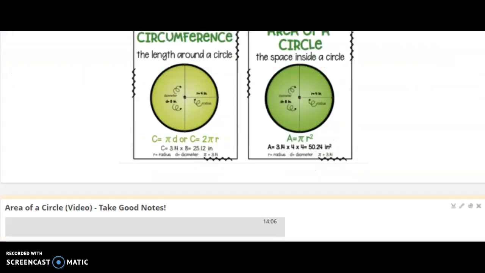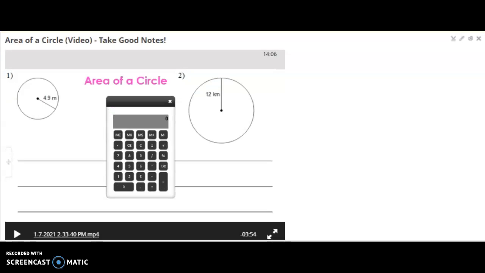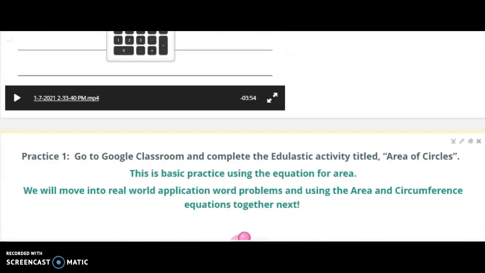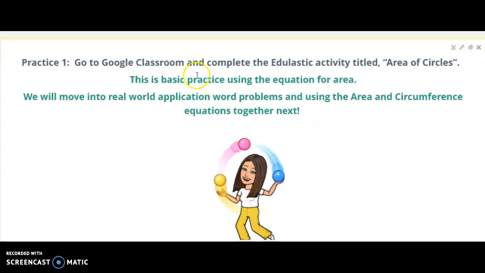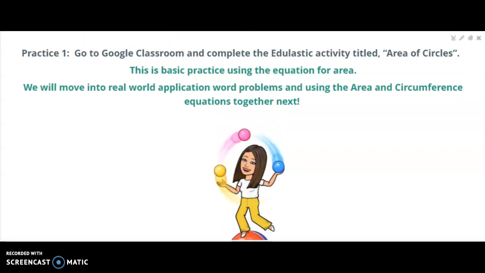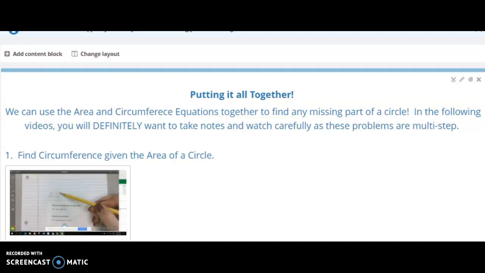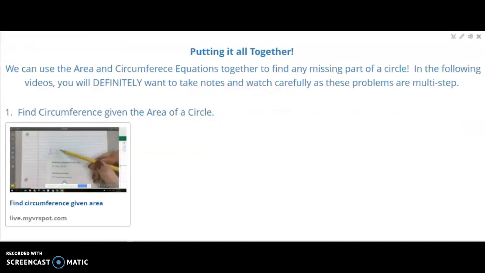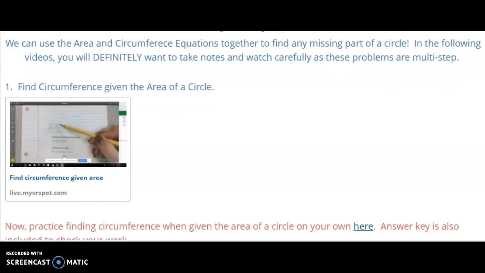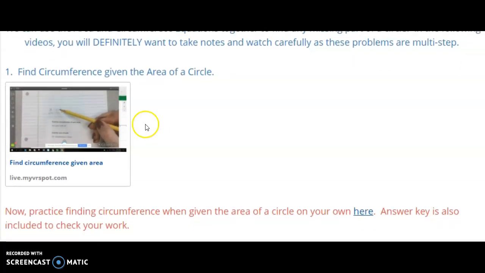So again, here are those equations that are going to keep popping up. Another video on area with some sample problems. And then your practice is to go to Google Classroom and complete the Edulastic activity titled Area of Circles. Okay. Step 4, this is where things start getting a little bit tricky. So it's putting all of the equations together. In this step of our learning path, there is a video that's going to show you how to find circumference given the area. So you're going to be using both equations together.